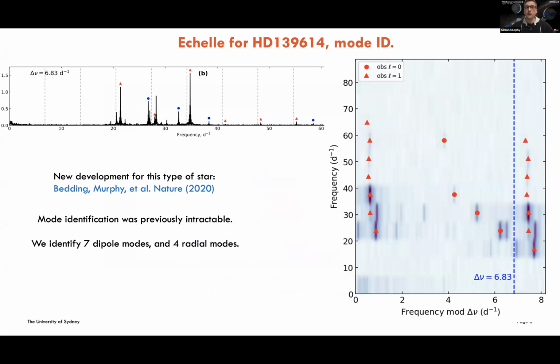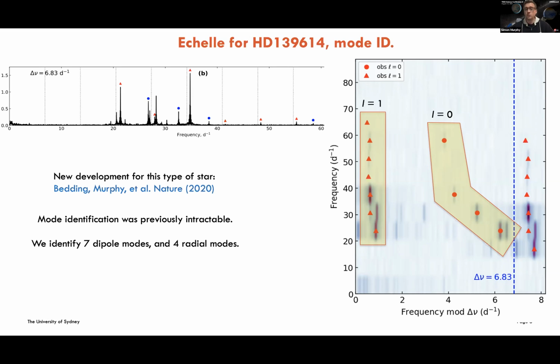Here's the Echelle diagram for this star. The Fourier transform that I showed previously had triangles and circles on it, and those same triangles and circles are shown in the Echelle diagram on the right-hand side. And what we notice is a very clear ridge down the left-hand side of the diagram and a curved ridge down the center. Thanks to the paper last year that Tim Bedding led, we know that the modes in the left-hand ridge are L=1 modes, and the modes in the ridge down the center are L=0 modes. Those are the radial modes.